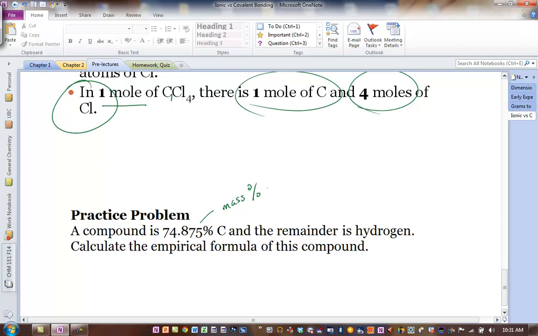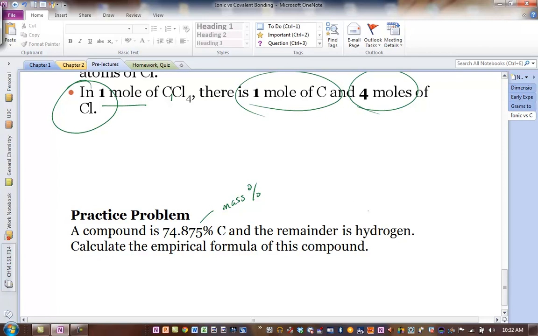You could look at a compound, and this is actually a very common experimental technique. You send a molecule you made off to a lab, they'll run an elemental analysis on it and tell you the percent by mass makeup of the molecule that you made. So this compound is 74.875% carbon, the remainder is hydrogen. The first thing we need to do is get the percent hydrogen by difference. So subtract that from 100.